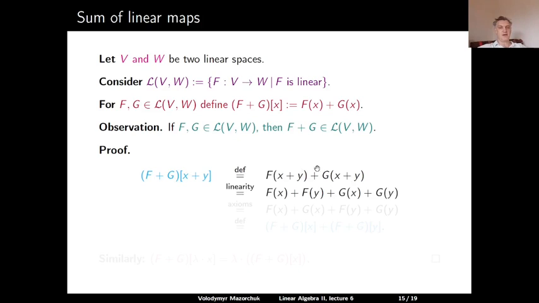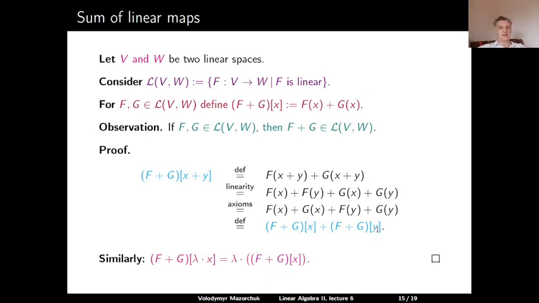Using the linearity of F and G, the first summand is F of x plus F of y, and the second summand is G of x plus G of y. Using the axioms of a vector space, we can swap these summands. We get F of x plus G of x plus F of y plus G of y. But again, by definition, F of x plus G of x is exactly the value of F plus G at x, and F of y plus G of y is exactly the value of F plus G at y.